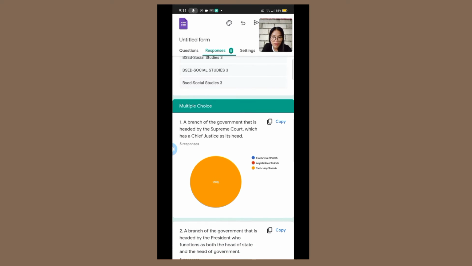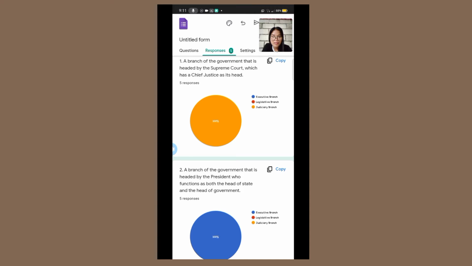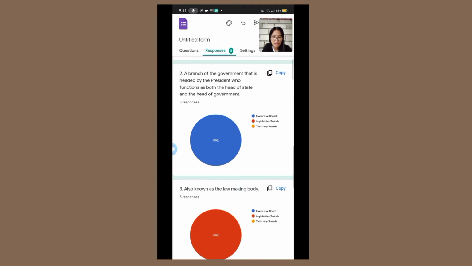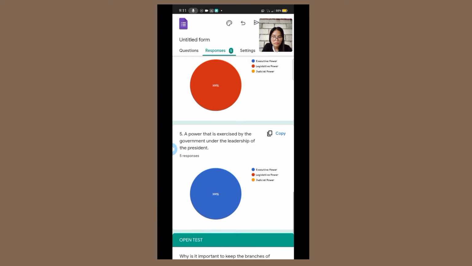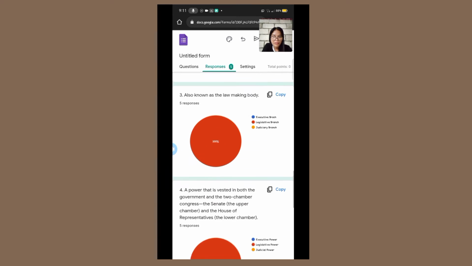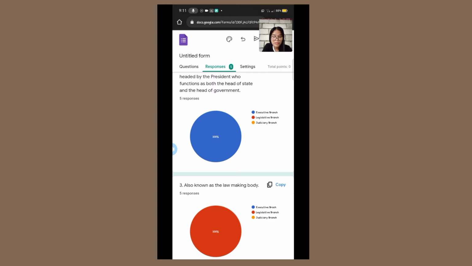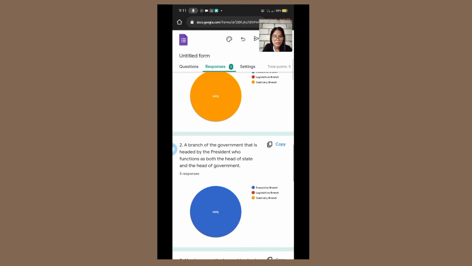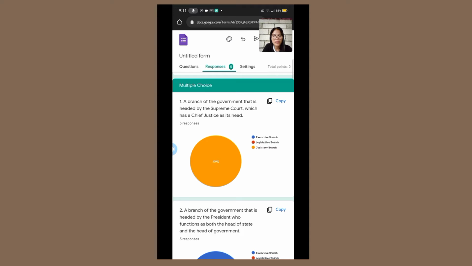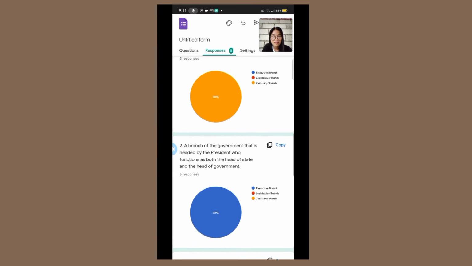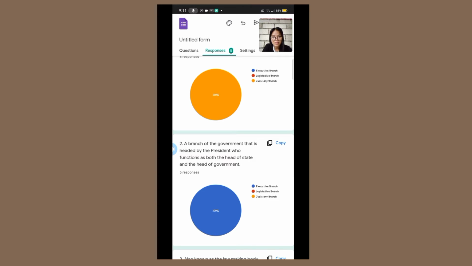So here are the 5 item tests that I created, and upon looking at their responses or answers, they are all correct, which only means that they mastered the topic very well. And also, by the way, the topic that I chose for this assessment is the 3 branches of government.